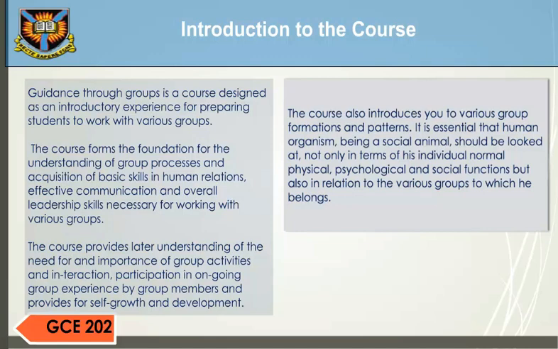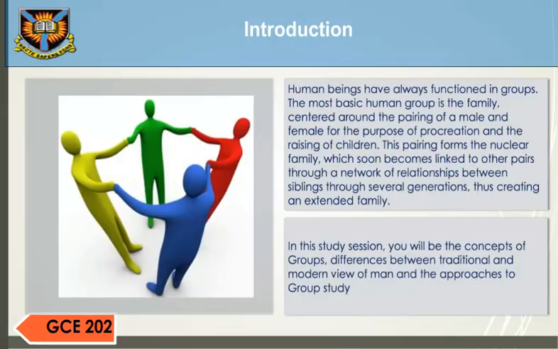It is essential that the human organism, being a social animal, should be looked at not only in terms of his individual normal physical, psychological, and social functions, but also in relation to the various groups to which he belongs.